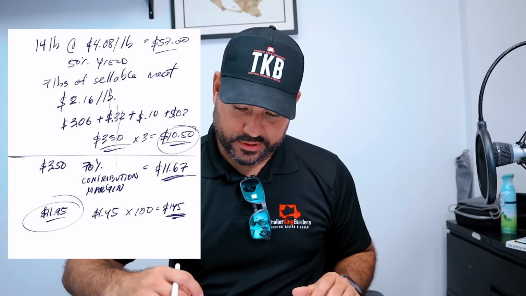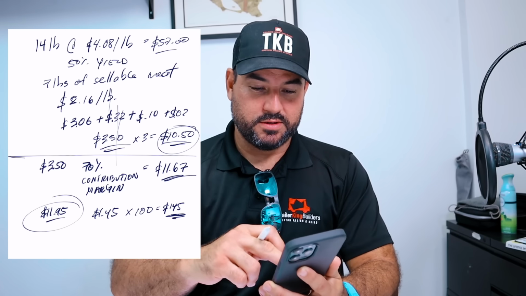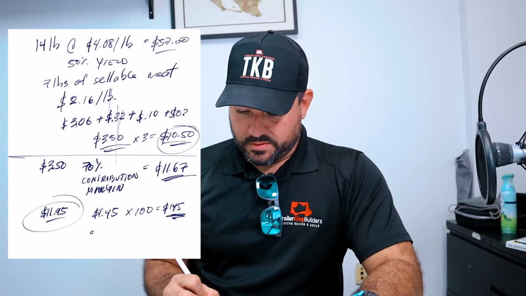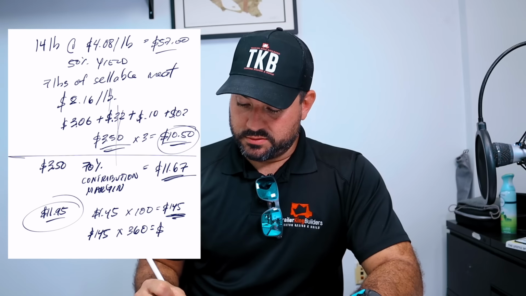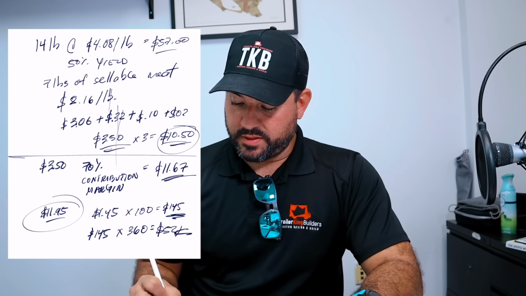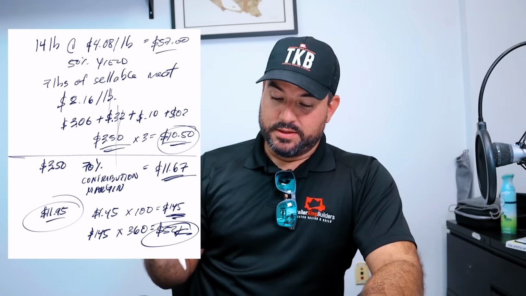Now, let's assume, let me show you what this looks like. Oh, where is it? Okay, whatever. I'm gonna do it on my phone. But anyways, $145 times 360 days a year, assuming you open 360 days a year. 145 times 360 equals $52,000 of profitability that you left on the table because you didn't take the time to make sure that you use contribution margin, okay?